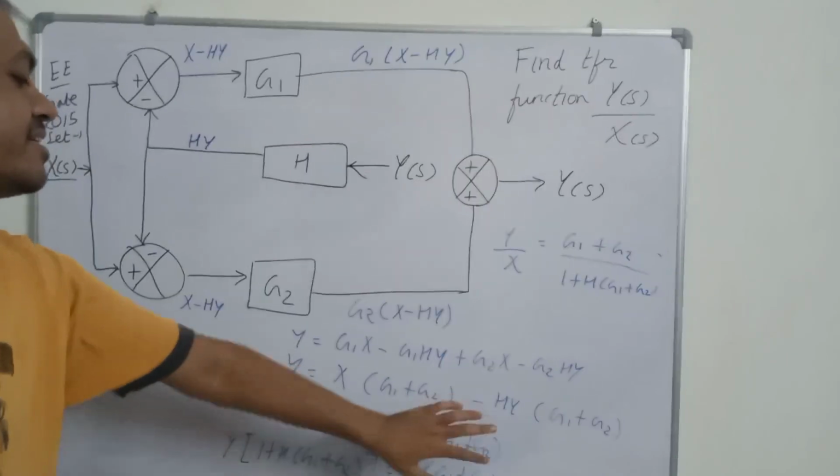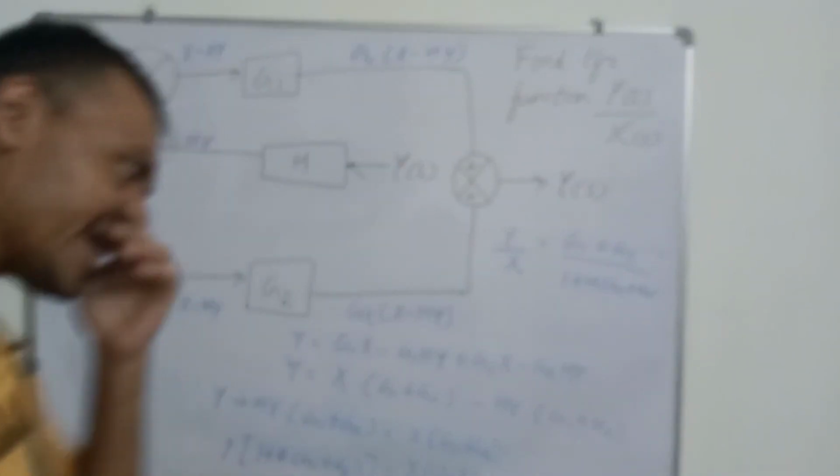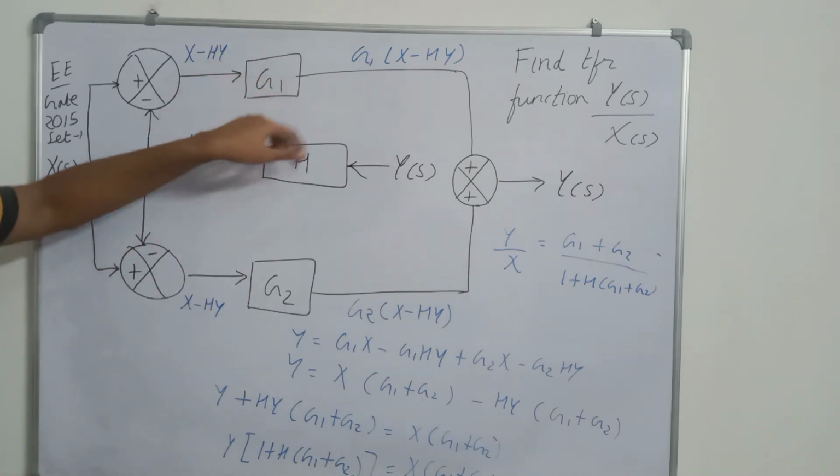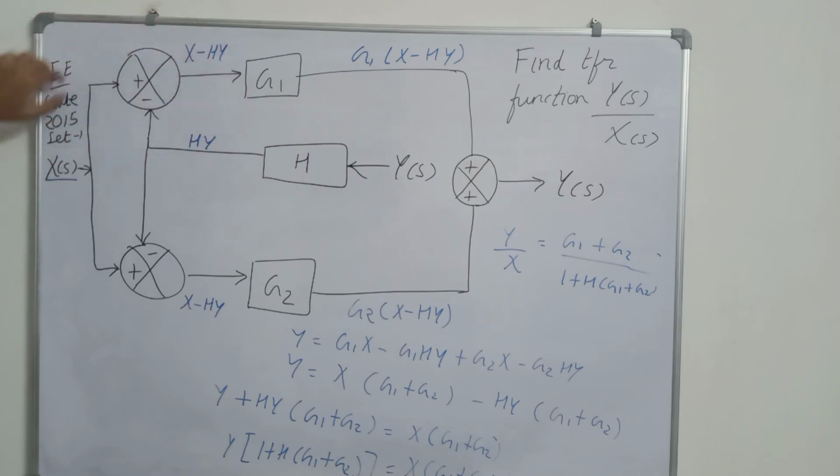So we can open it, then take Y and X terms common, and we can easily find the ratio of Y by X. So this was a very easy question. You should just know how to get the output of the summation block and the multiplier block. If X is getting added with a plus sign and HY with a minus sign, then we have to do X minus HY. Similarly, X minus HY here.